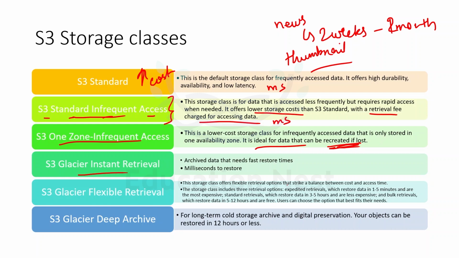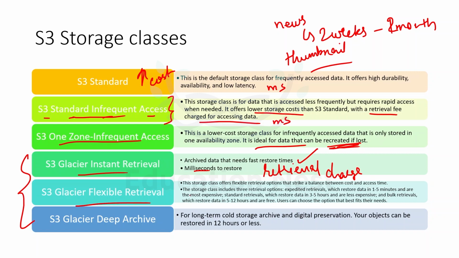Then you have Glacier Instant Retrieval, for archive data. When we talk about these Glacier classes, we are talking about archiving data that will not be frequently accessed. We know it is just for archiving purposes. For archive data that needs faster restore times in milliseconds, we can use Glacier Instant Retrieval. This will also have a retrieval charge.